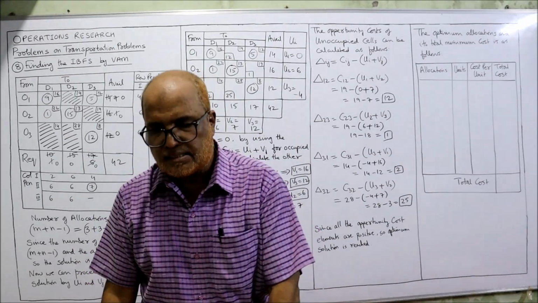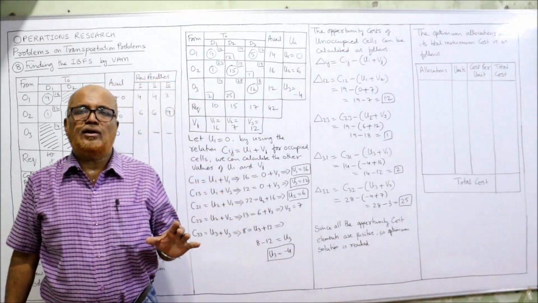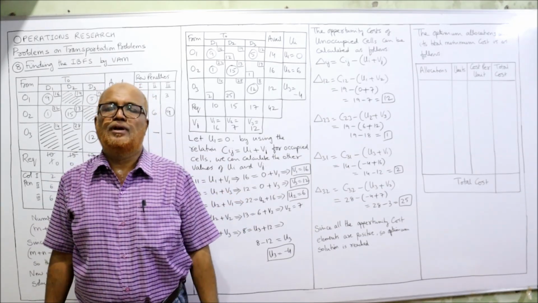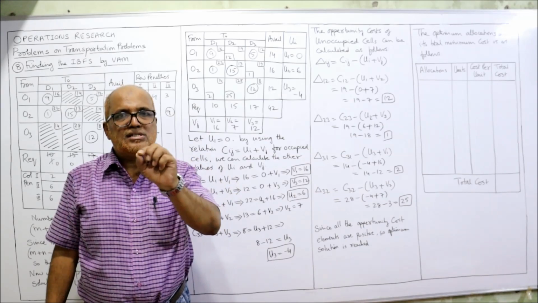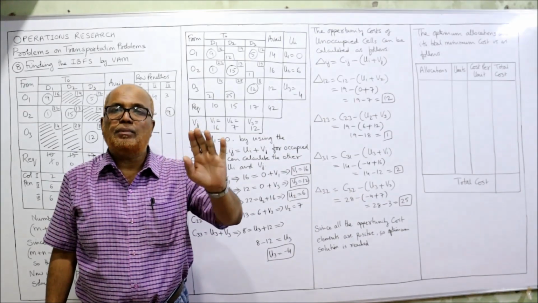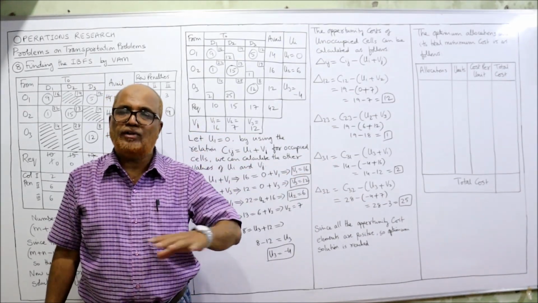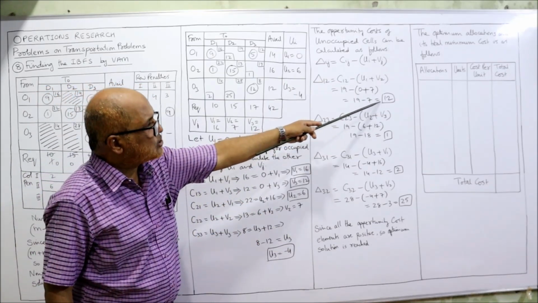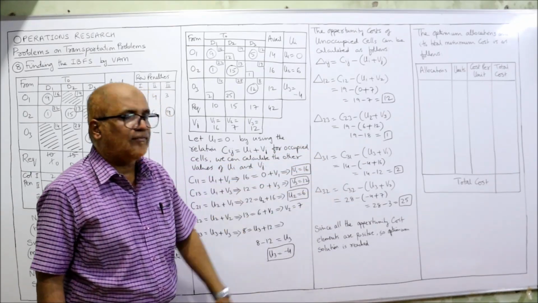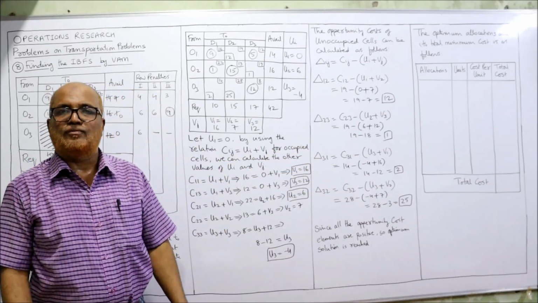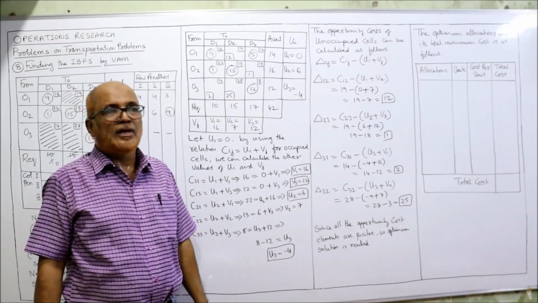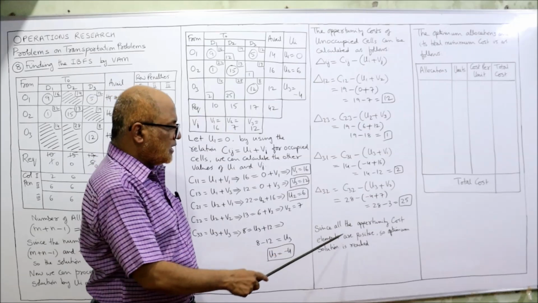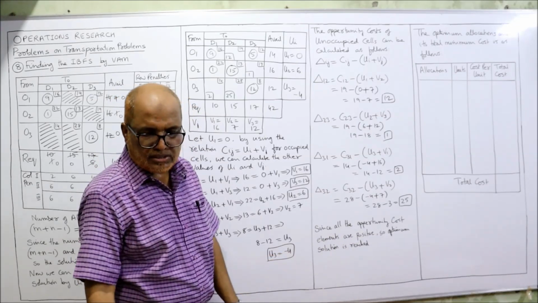According to the optimality test, if all the opportunity costs are positive, we have reached the optimum solution. If any one of the opportunity costs is negative, it is not optimum, and we have to change the allocation. But here fortunately, you can see all the opportunity costs 12, 1, 2, 25 are positive. So we reached the optimum solution. This allocation is optimum, since all the opportunity cost elements are positive.